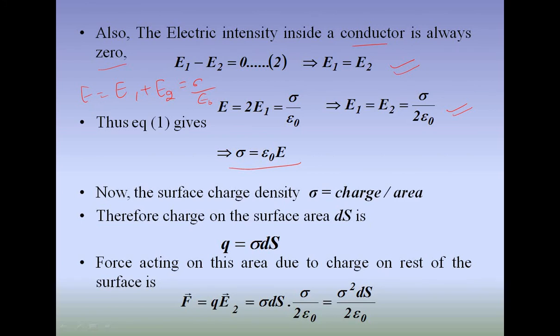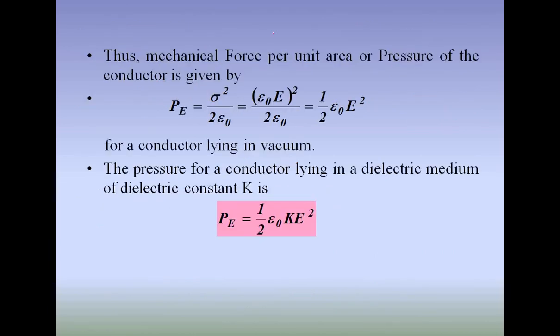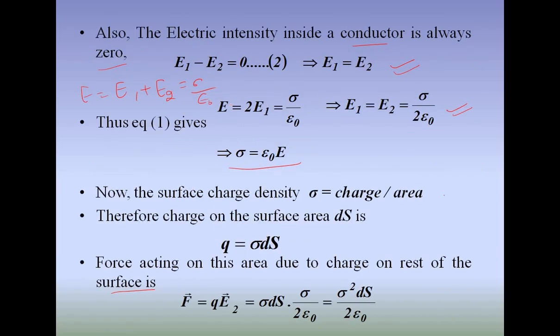Now surface density sigma is charge per unit area, so the charge on the area is sigma into area. Okay, sigma ds, and the force acting on this area due to charge on the rest of the surface will be equal to q into E2. Okay, because we are considering the charge on the rest of the surface, and due to the rest of the surface the electric field is E2, so hence we will put the value of E2 here. Q is sigma ds and E2 is sigma by 2 epsilon naught, and we will get sigma square ds by 2 epsilon naught. Then the mechanical force per unit area, or the pressure of the conductor, is given by sigma square by 2 epsilon naught.